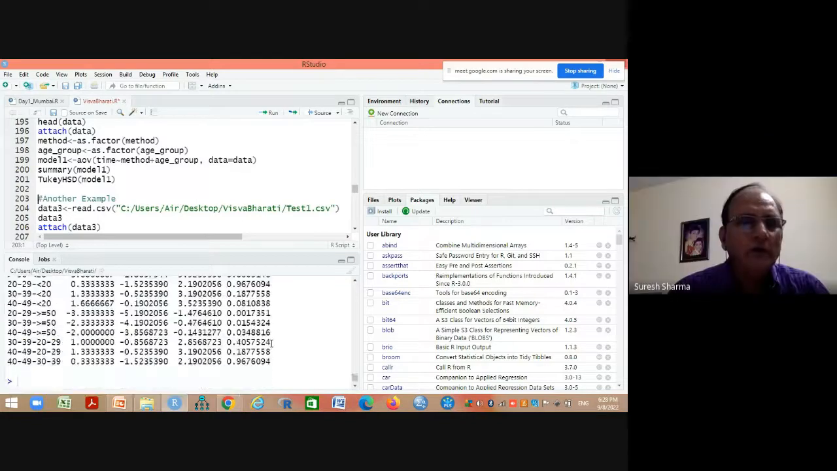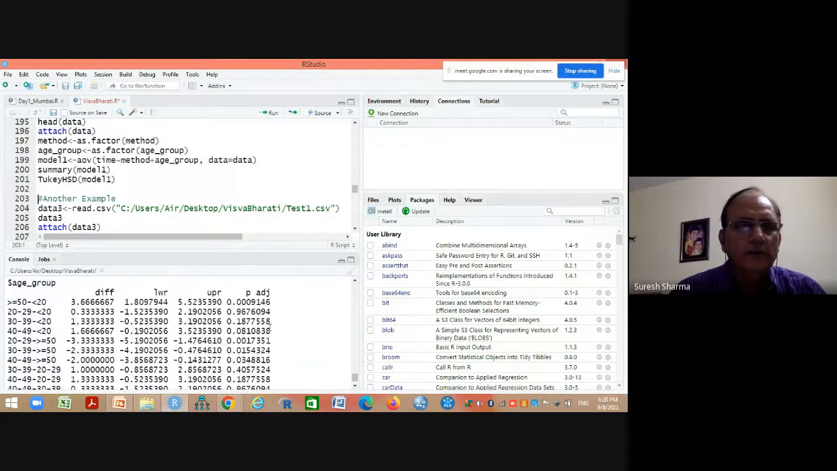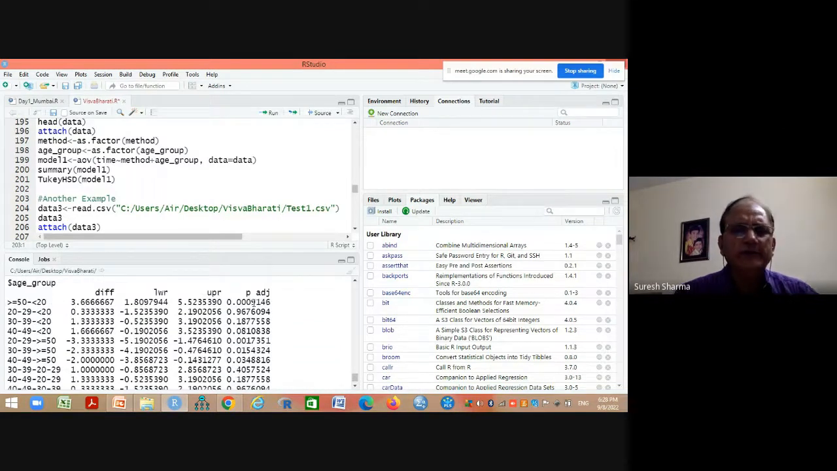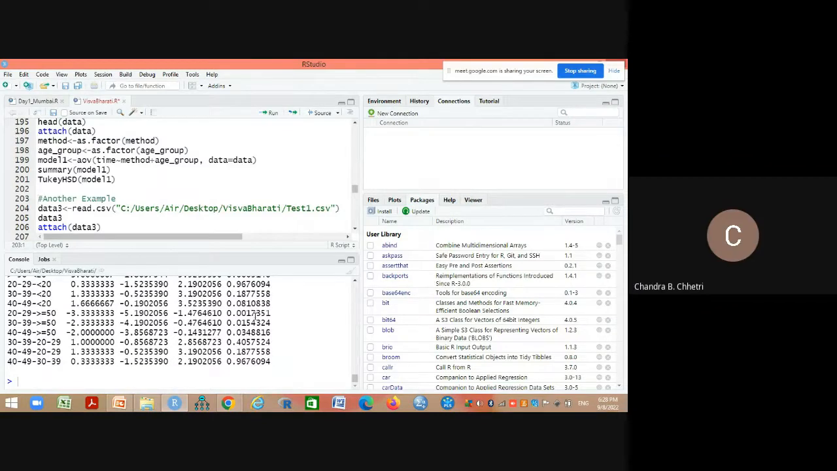Now come to the age groups also. More than 50 versus less than 20 years age group: significant difference. In the same way, compare less than 20 years with 40 to 49 years, and see where the difference is, and 20 to 29 years. If you see the last one, you can check the p values, which one differs and which one does not differ, right? So this is two-way ANOVA.